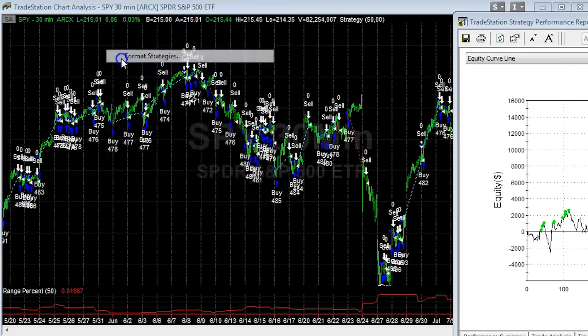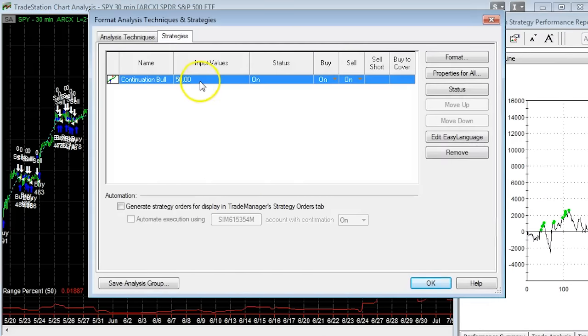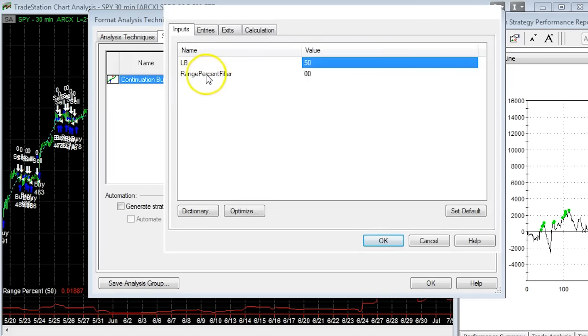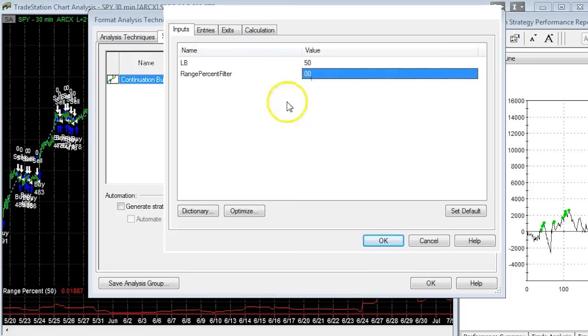So I have this filter in that says how big is the current range we're in. I call it a range percent filter, and it's just looking back very simply the last 50 bars on a 30-minute chart. And it's saying how big is the range from the highest high to the lowest low. How big is that range? Right now it's not looking for any type of filter, so it's taking all the trades. Previously, to show you that negative equity curve, I actually reversed it and said we want a small range to take the trades, and you see that did not work well at all.